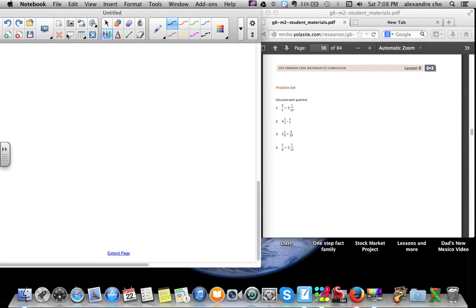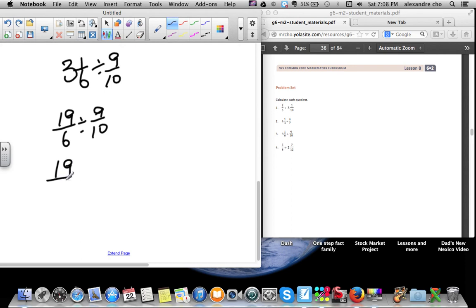Okay. Now we're doing 3 and 1/6 divided by 9/10. Again, change to improper. You get 19 over 6, divided by 9/10. Alright, so let's use multiplication here. 19 over 6 times 10 over 9, the reciprocal. If you multiply across, you get 190 divided by 54. They're ugly numbers. Who wants to do these?